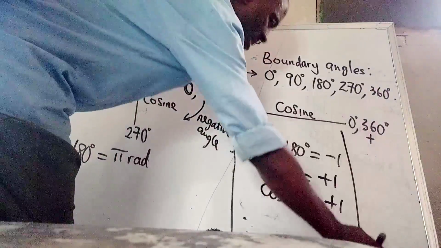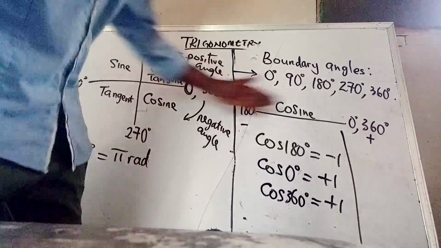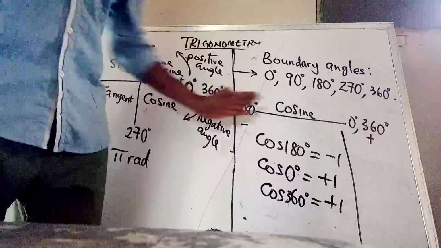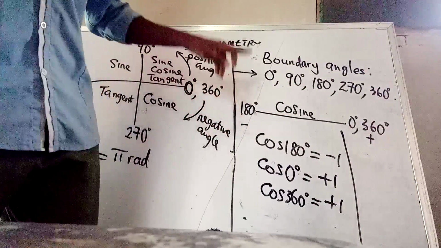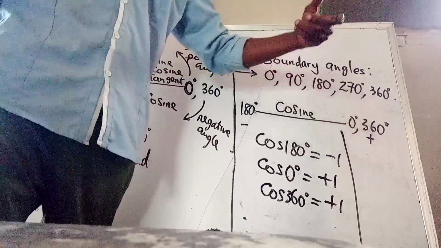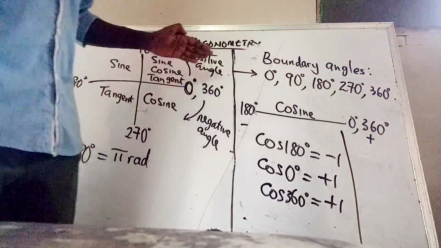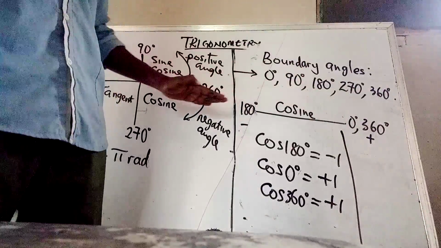Now, you might be asking me, what happens to sine of these angles? All of them will be zeros. Sine 180 will be 0. Sine 0 will be 0. Sine 360 will be 0. Why? Because sine does not have a claim on this line. Take note of that.